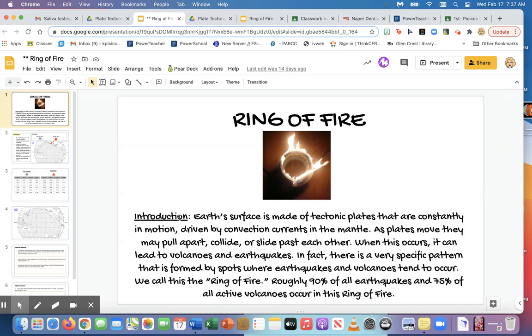Here we go. Introduction. Earth's surface is made of tectonic plates that are constantly in motion, driven by convection currents in the mantle. As plates move, they may pull apart, collide, or slide past each other. When this occurs, it can lead to volcanoes and earthquakes. In fact, there's a very specific pattern that is formed by spots where earthquakes and volcanoes tend to occur. We call this the Ring of Fire. Roughly 90% of all earthquakes, that's a lot of earthquakes, and 75% of all active volcanoes occur in this Ring of Fire. So let's go to the directions and see what we're going to do today.